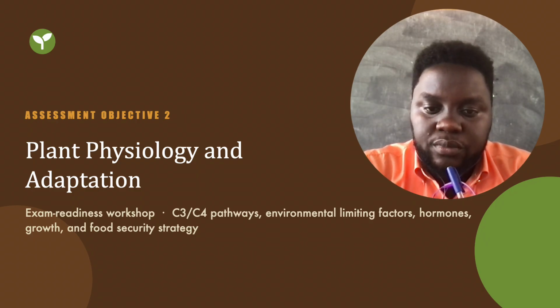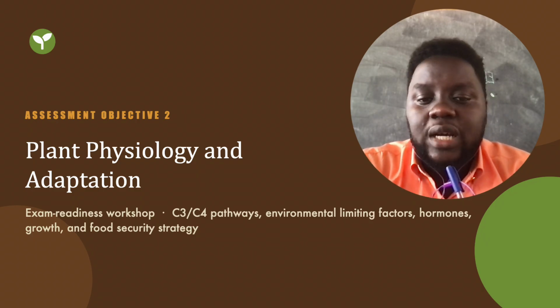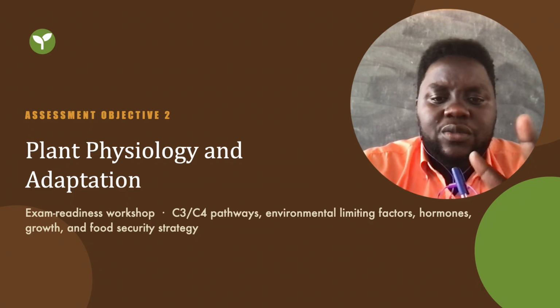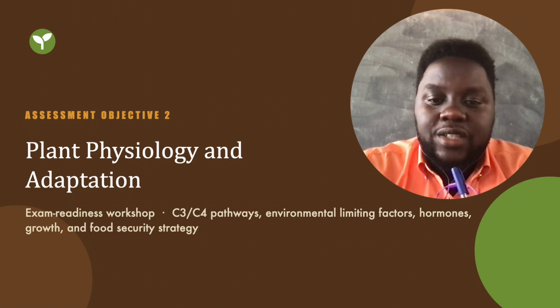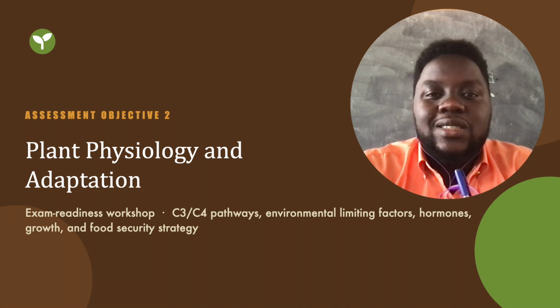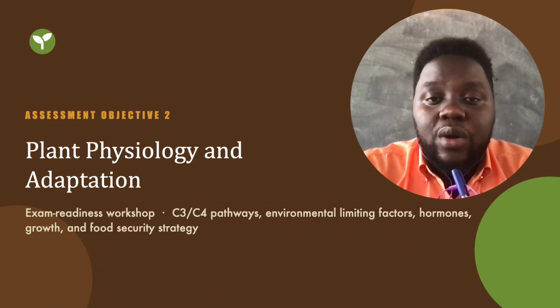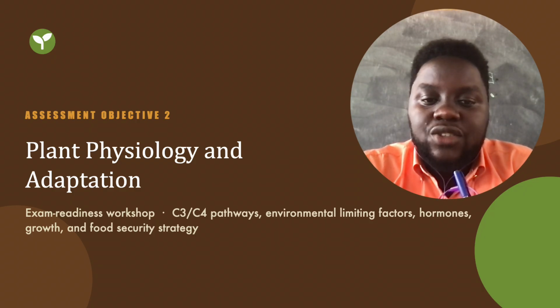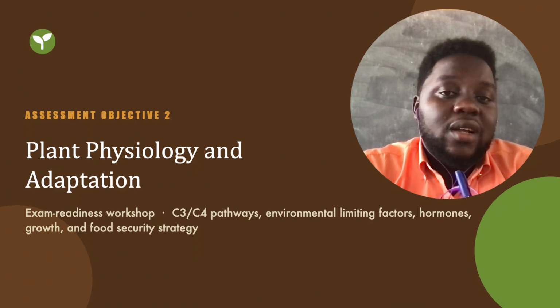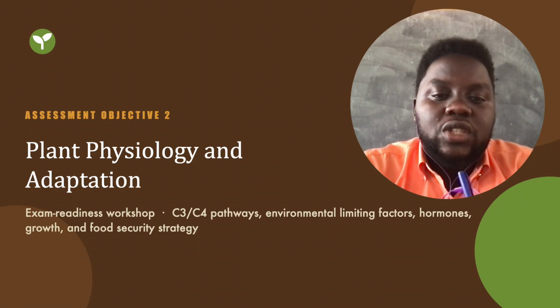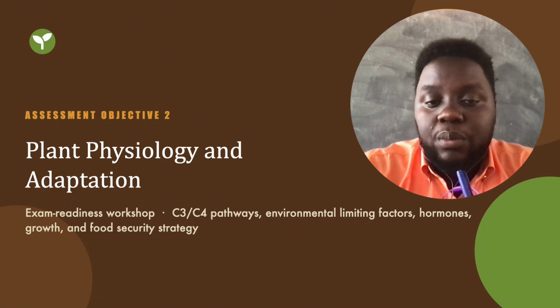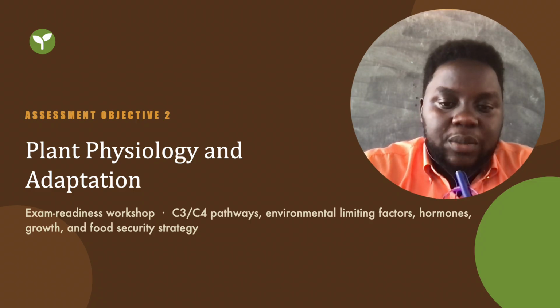So, if AO1 was about a single cell, how a single cell stays alive, what do you think assessment objective 2 is about? That's right, it's about how the whole plant survives, how it grows, how it produces yield in real environmental conditions like drought, like heat, like light stress. And because this is a biology syllabus, almost every assessment objective 2 is eventually going to tell you to solve a problem of stress towards the plant.